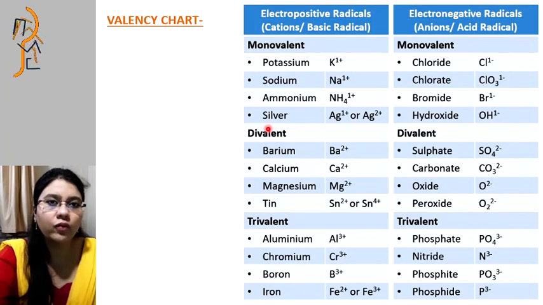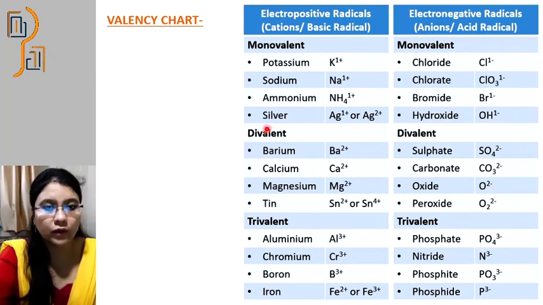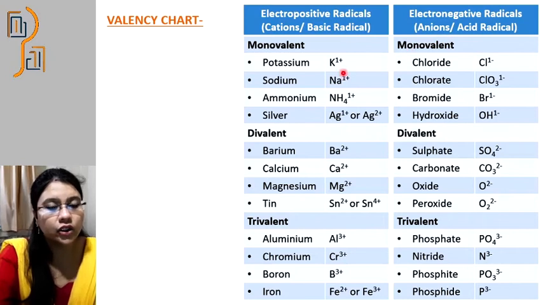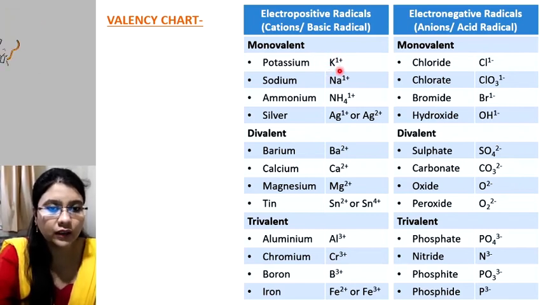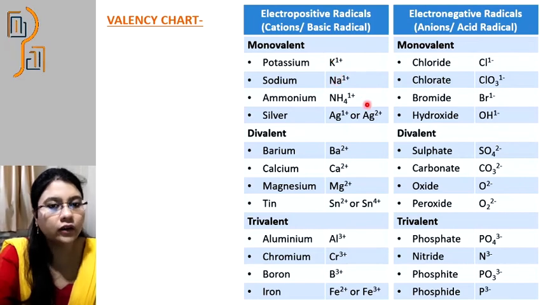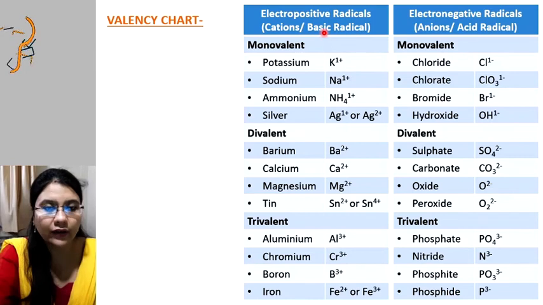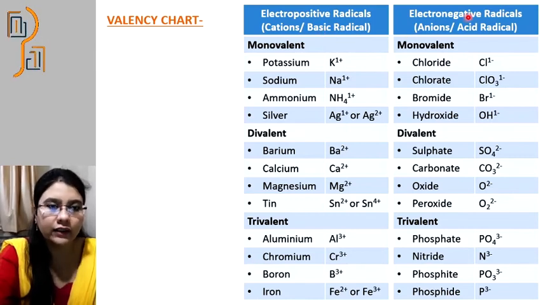Here is a list of other compound radicals that we commonly observe, which you can follow for your reference. This is a chart of the most commonly used electropositive radicals and electronegative radicals. It shows the relevance of symbol along with the valencies. You can also understand which are the simple radicals or the compound radicals. Moreover, you get to know that electropositive radicals are also called cations or basic radicals and electronegative radicals are called anions or acid radicals.